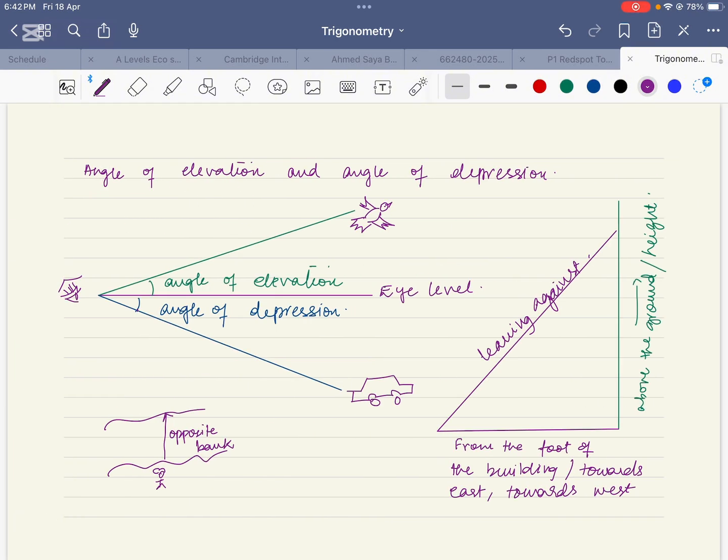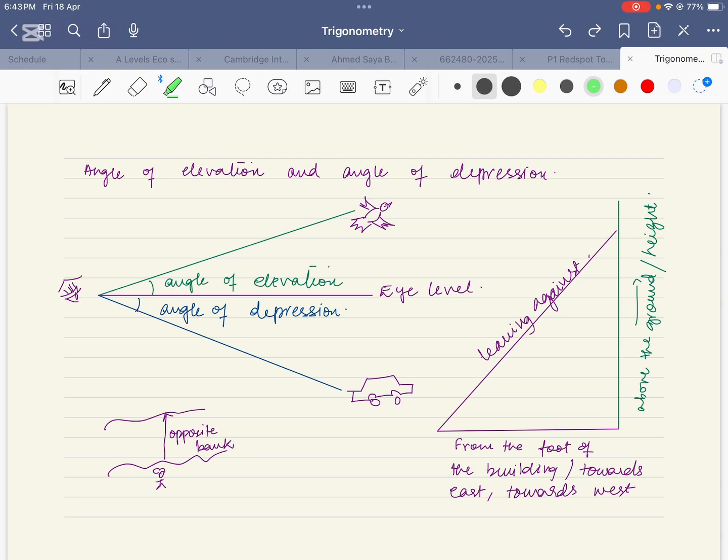Moving on, we have two more concepts, which are angle of elevation and angle of depression. Both the angles are made from the eye level. This is the eye level. Even if the eye is on the level ground, it's at some floor in the building. If you're standing in the window of a room at the 20th floor and looking up at the sky, there will be an angle of elevation from where you are looking at a bird flying in the sky, for example.